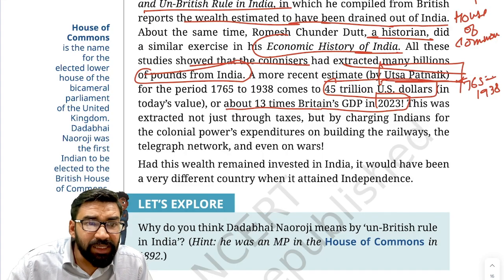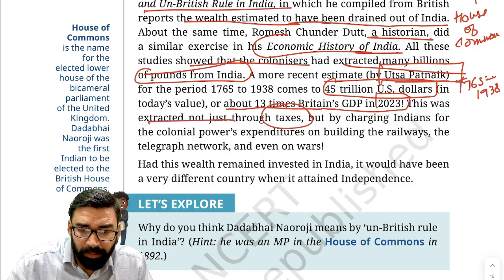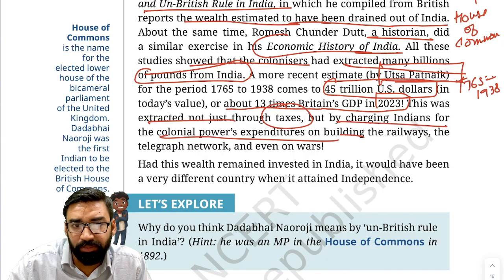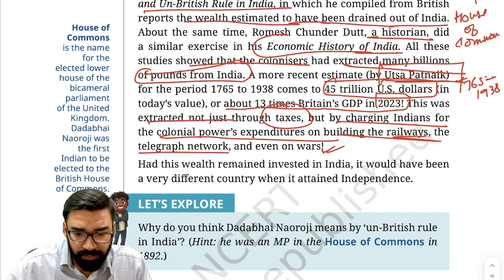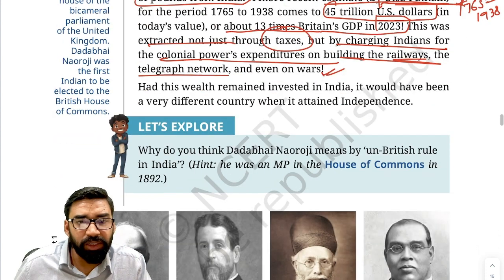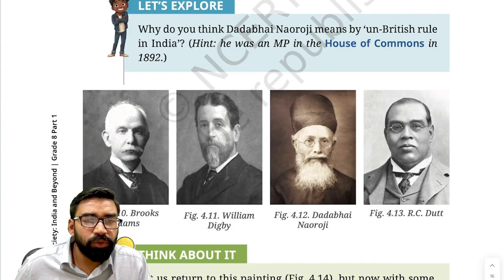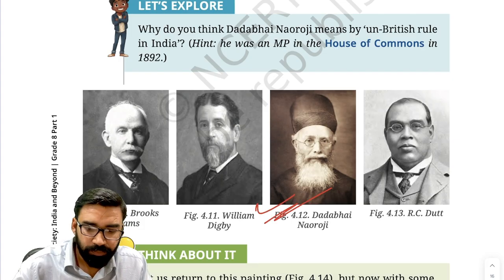Clear? And this extraction was not just through the taxes, also by charging Indians for colonial powers' expenditure on building railways, telegraph network, and even on wars also. Fine. This is something which is very important that we need to understand. Clear? So Dadabhai Naoroji wrote a book, Un-British Rule, and he was also elected to the House of Commons. Clear?